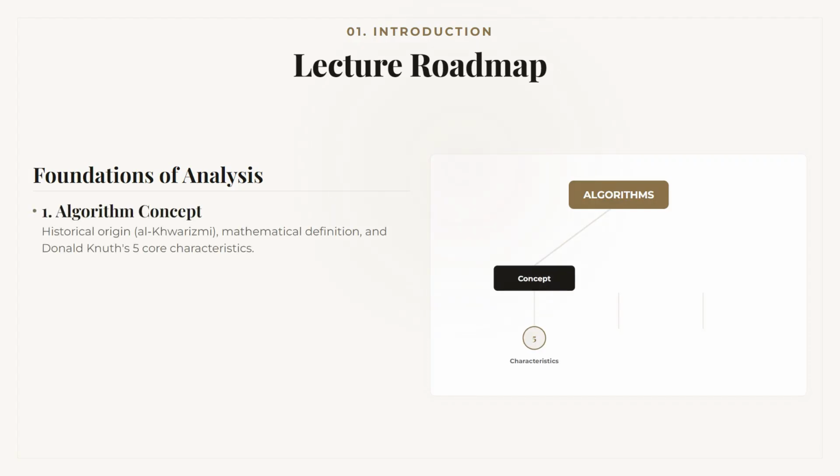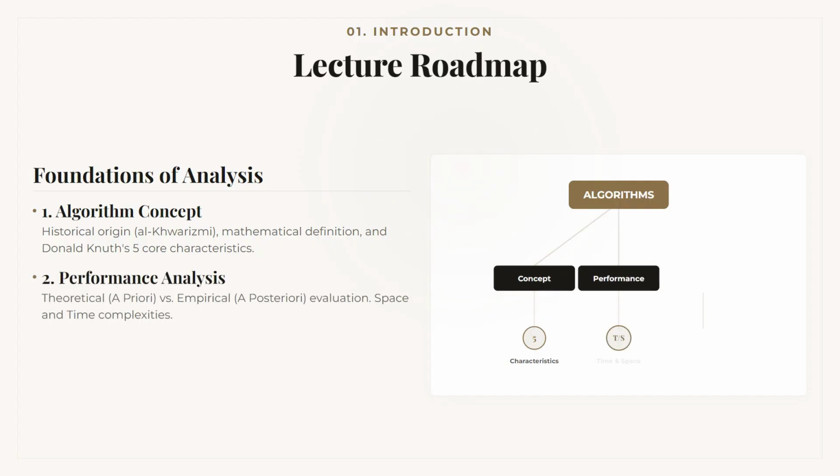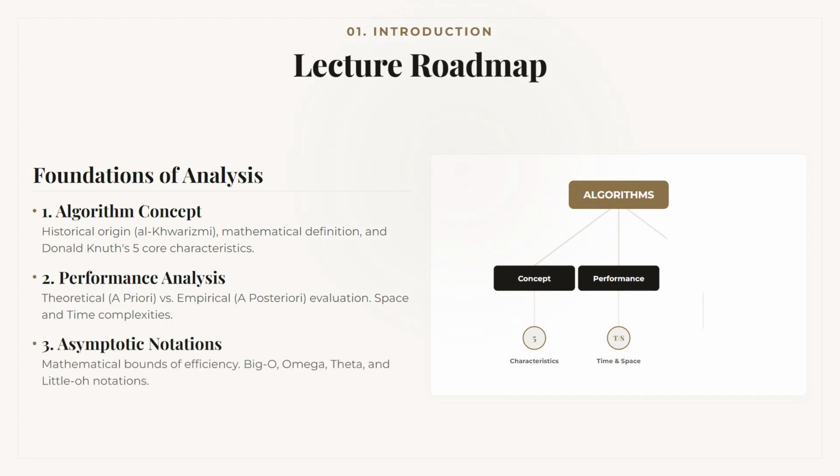First, we will understand what an algorithm is and learn its essential characteristics. Next, we will study performance analysis, including time complexity and space complexity. Finally, we will explore asymptotic notations such as big O, omega, theta, and little o, which are mathematical tools used to analyze the efficiency of algorithms. Let us begin with the concept of an algorithm.